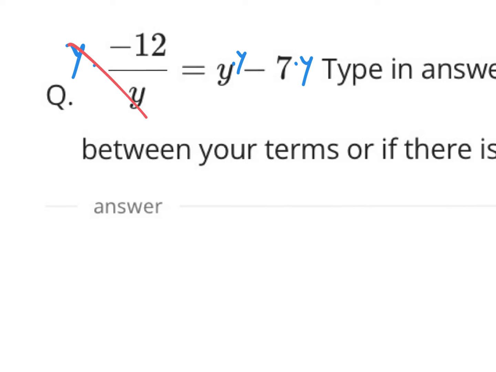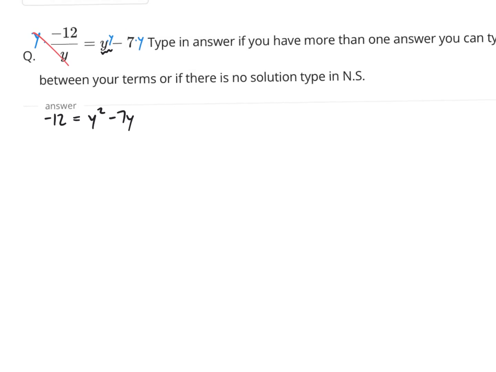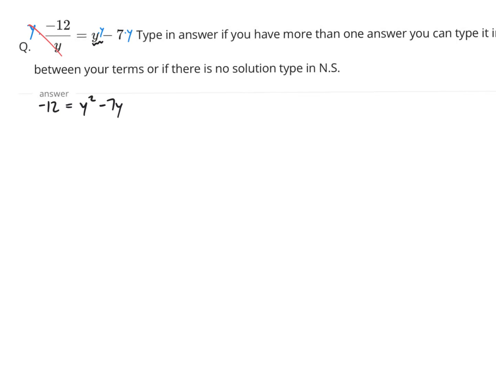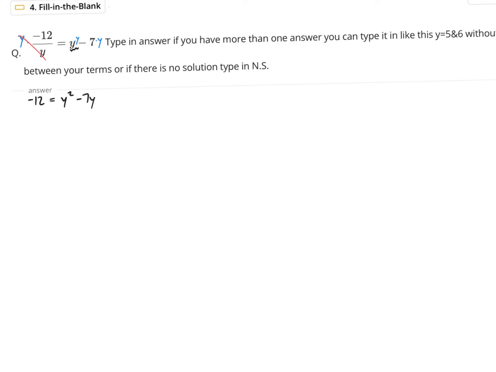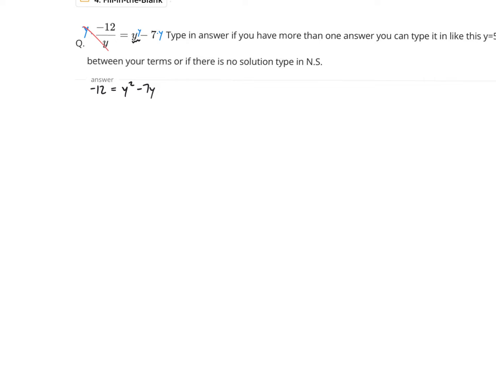The y's cancel. You're going to end up with negative 12 equals y times y. Y times y is y squared. And negative 7 times y is negative 7y. So what we have here, guys, by the way, this is a question straight from the practice quiz. And right here it says, type in your answer. If you have more than 1 answer, you could type it in like y equals 5 and 6 if you have both answers 5 and 6. So just use the and symbol on this question. So please read instructions when you're doing this question on the practice quiz.